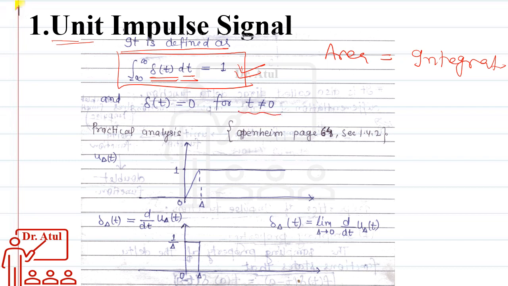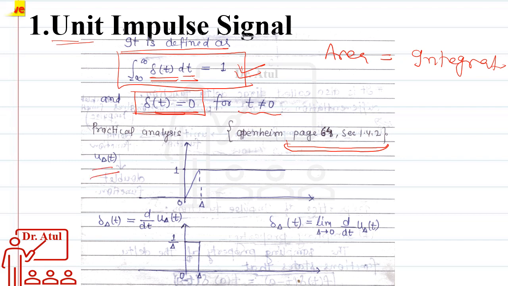Where t is not 0, at all those places delta(t) is 0. That means except at 0; I am not telling the value at 0 at this time. I will tell you later what the value of the unit impulse at 0 is. But around 0, the integration from minus infinity to infinity of delta(t) dt is 1. You can see the Oppenheim book, section number 1.4.2, where this kind of analysis is given.